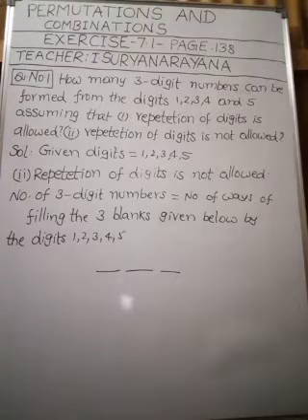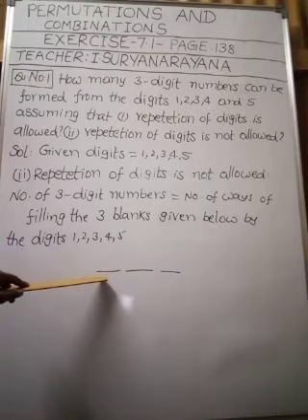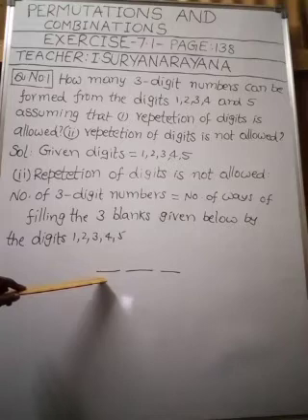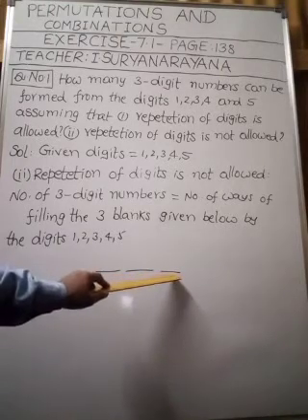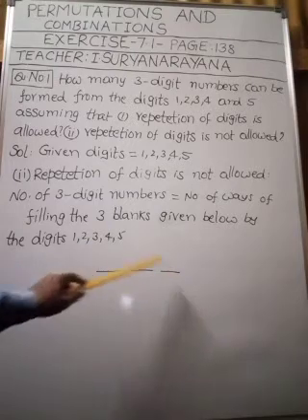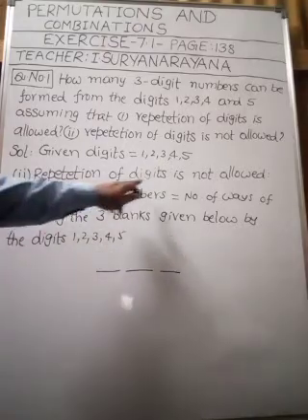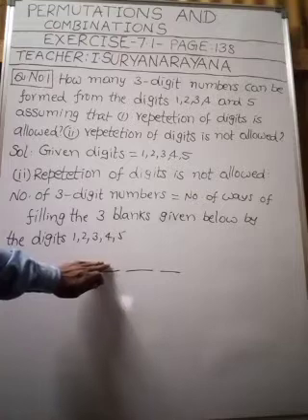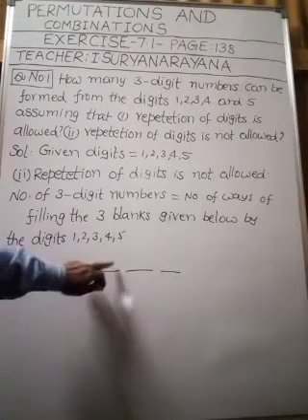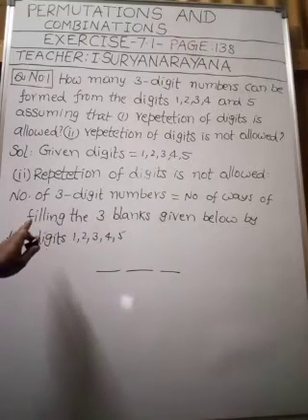Okay, my children. Right. Here also there are three operations. Filling the hundreds place is one event, one operation, one job. Filling the tens place is another job. Filling the units place is the third job. Three different jobs are there. Here, repetition of digits is not allowed. Means if one digit is filled in a blank, then we should not take that number again.